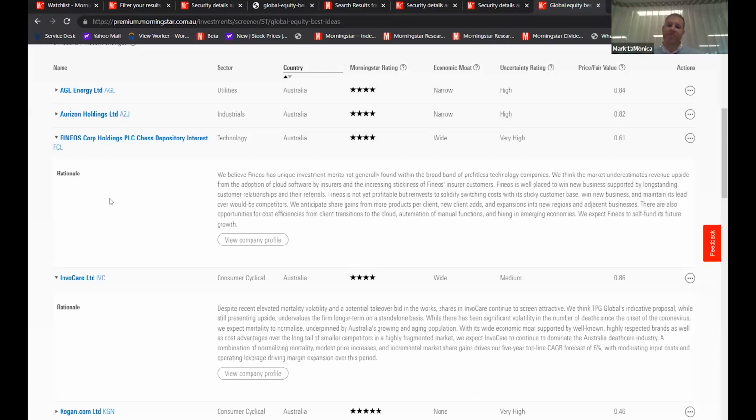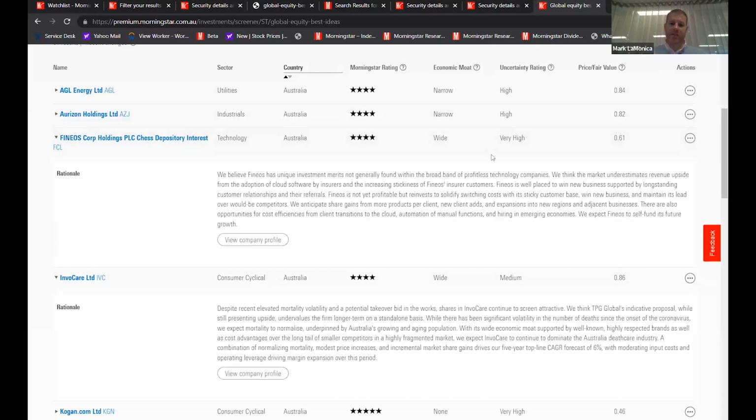But it's just a way to think about the different companies looking at this uncertainty rating. And that's the difference between very high and something called medium. So very high is actually not even the highest rating that we have, but certainly higher than medium. We talked about price to fair value. So price to fair value indicates, based on what our analysts believe the company is worth and what it's trading for, how big that discount is. So anything less than 1, of course, we believe is undervalued.